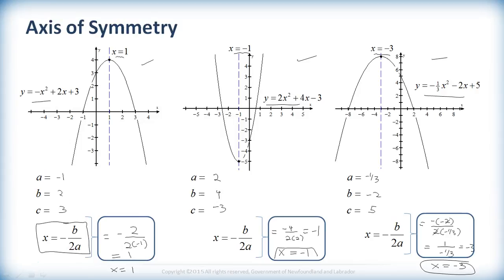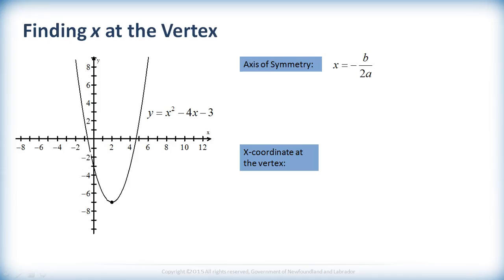What you'll notice is that in each case, when I use that little x equals -b over 2a magic formula, it comes up with exactly the equation of the axis of symmetry. That's convenient. Let's see what happens now.